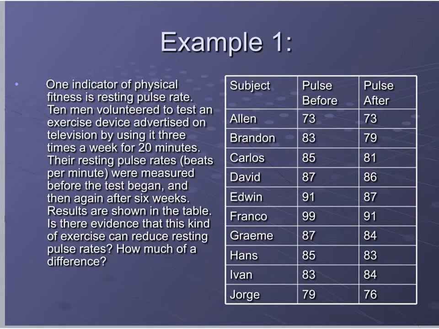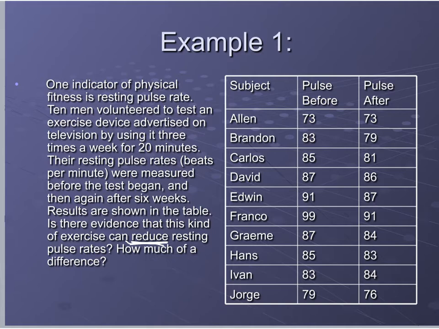So here's our first example. One indicator of physical fitness is resting pulse rate. 10 men volunteered to test an exercise device advertised on television by using it 3 times a week for 20 minutes. Their resting pulse rates, measured in beats per minute, were measured before the test began and then after 6 weeks. Results are shown in the table. Is there evidence that this kind of exercise can reduce resting pulse rates? So this is our big question here. Reduce means it's going to be less than 0.